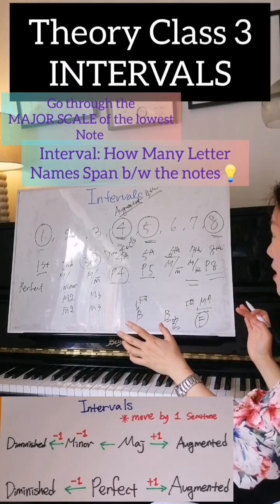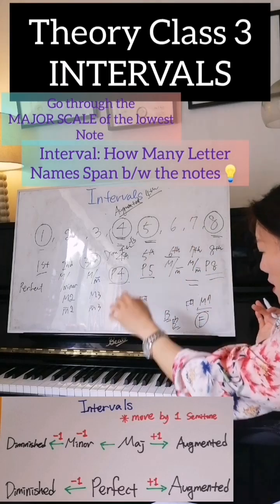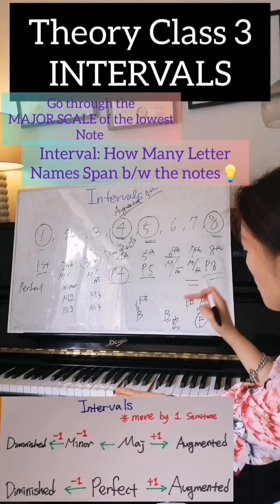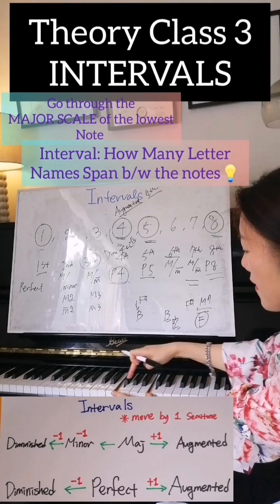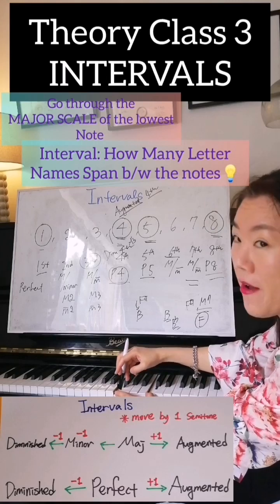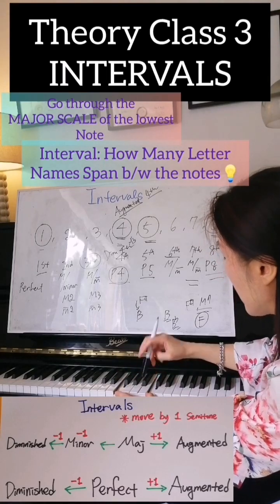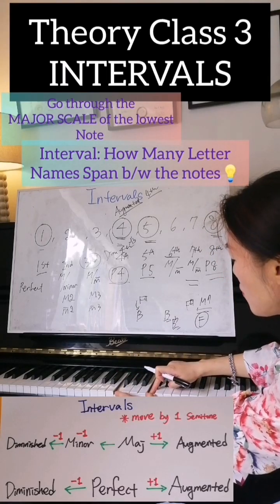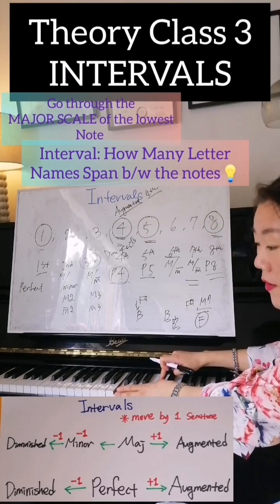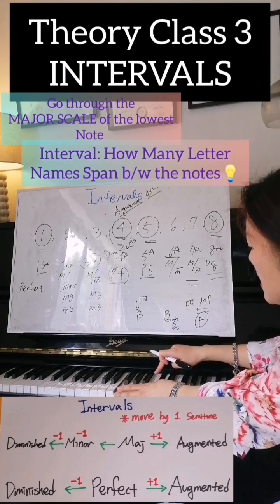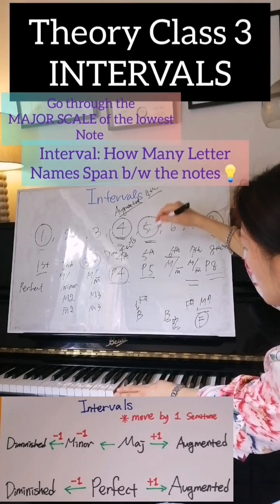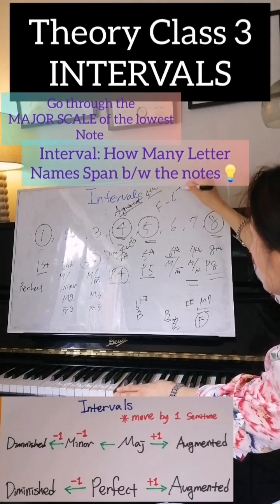So now let's try the fifth interval, maybe in F major. Perfect fifth above F is C, because C is the fifth note of F major scale. Correct? Now I'm trying to raise the note by one semitone from perfect fifth. That becomes augmented fifth. So what is augmented fifth? Which is F to C sharp.